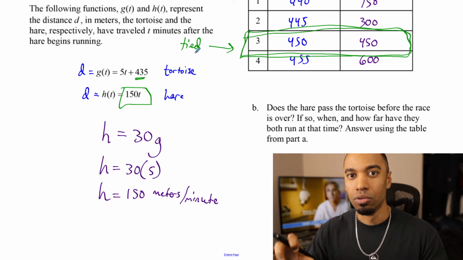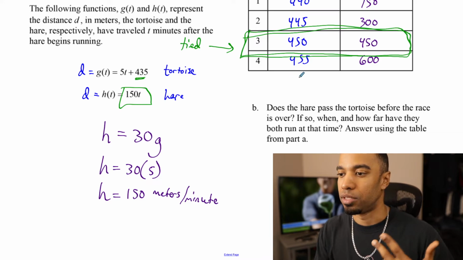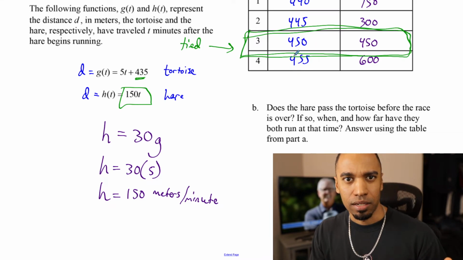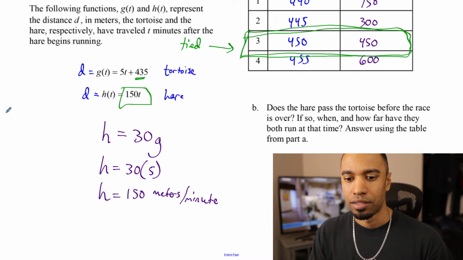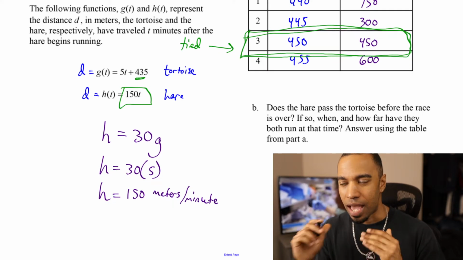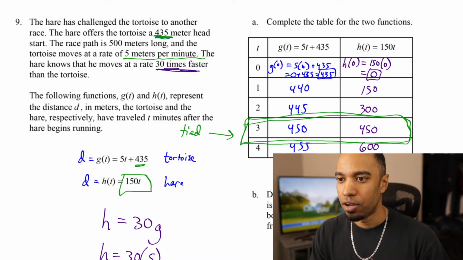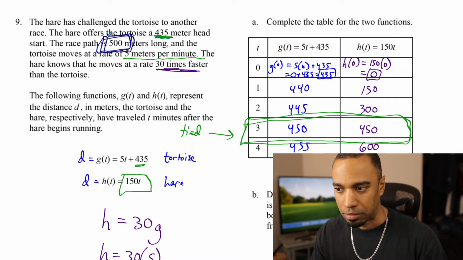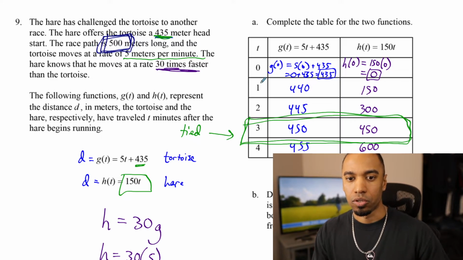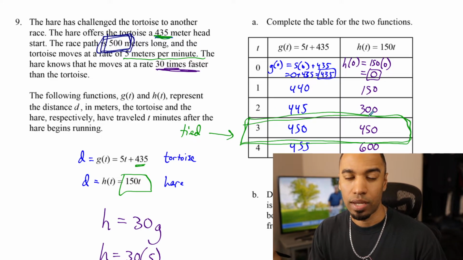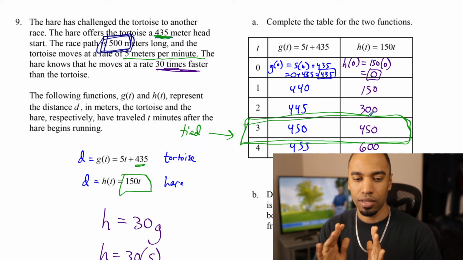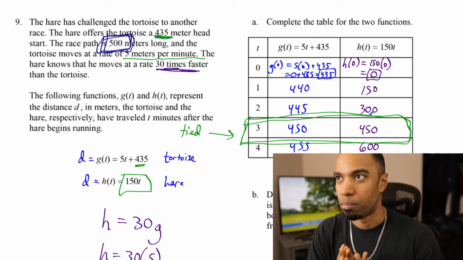And the tortoise is like, oh, darn, right? And gets beat. But did it get beat? When did the race end? At 450 meters, have they finished the race? This is where the 500 comes in. 500 meters is the length of the race. At 450, they haven't finished the race yet. They have 50 more meters to go. Clearly, the hare is going to surpass the tortoise and win this race.